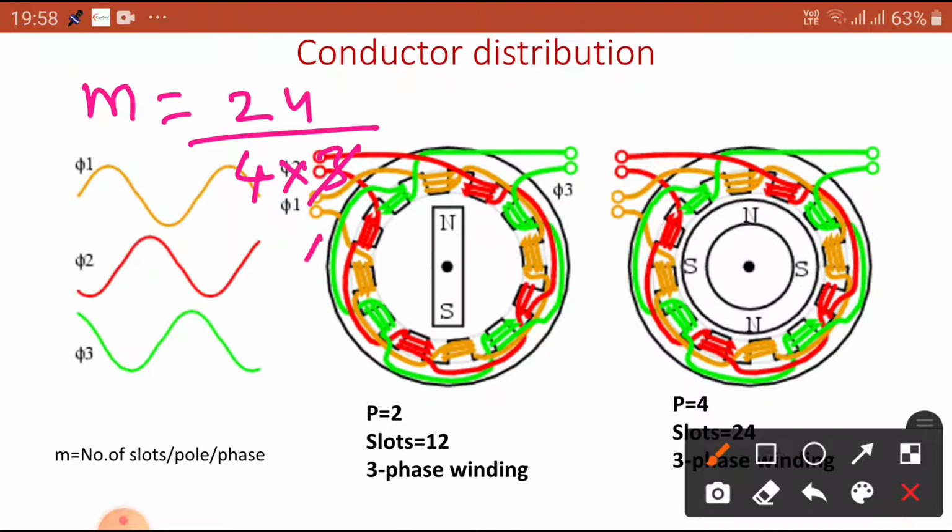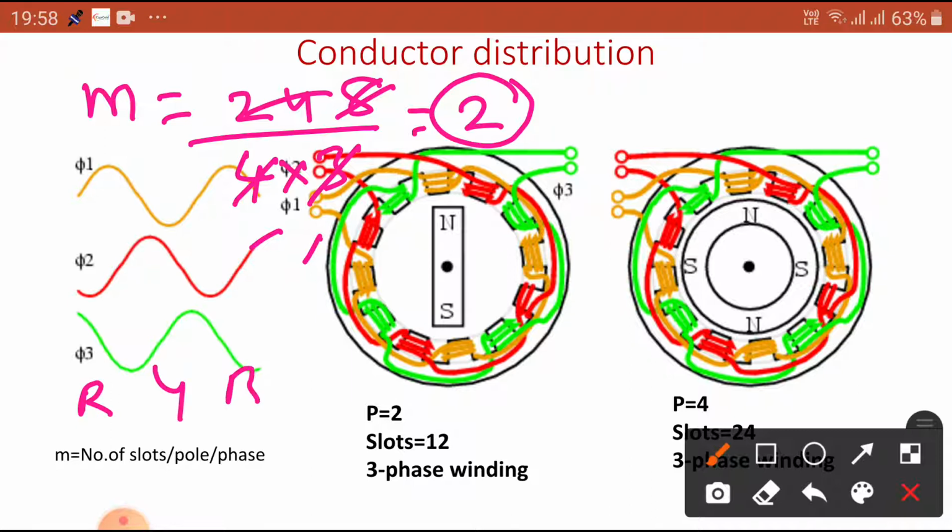So 3 ones are 3, 4 twos are 8, 4 ones are 4. So here also there are 2 slots for each phase. That means R phase, Y phase, B phase under the north pole, 2 slots for this one, 2 slots for this one, 2 slots for this one.